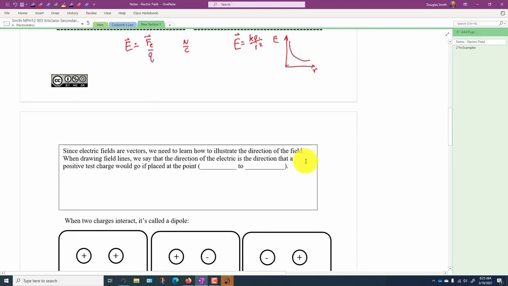Looking at direction of fields a little bit more. Since electric fields are vectors, we need to learn how to illustrate them. When drawing field lines, we say the direction of the electric field is the direction a positive charge would go if it's placed at that point. We should also draw our electric fields so the bigger they are, the bigger the arrows. If we're really close to a charge, the field strength is quite big. But if we're further away, the arrow would be smaller, and if we're really, really far away, it'd be really small.